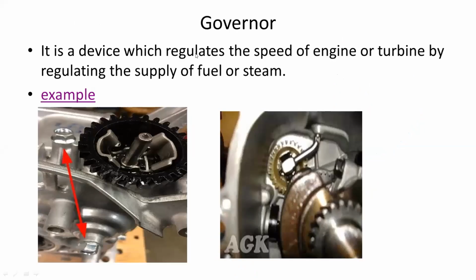The next application is the governor. So what is basically a governor? A governor is a device which regulates the speed of the engine or the speed of the turbine by regulating the supply of the fuel or steam. Basically, it is used to set the minimum limit and the maximum limit for the engine or the turbine.